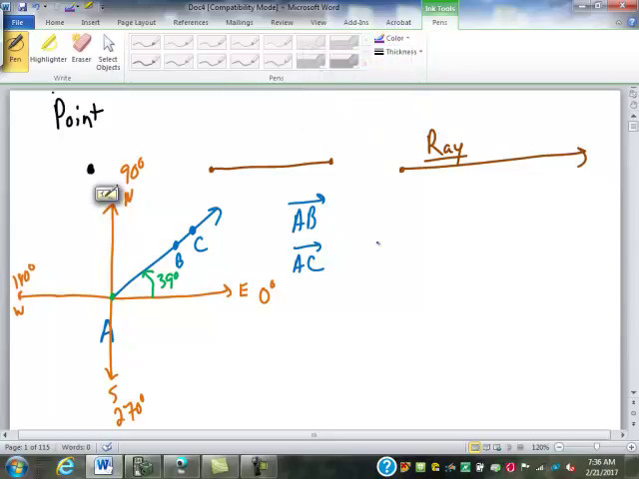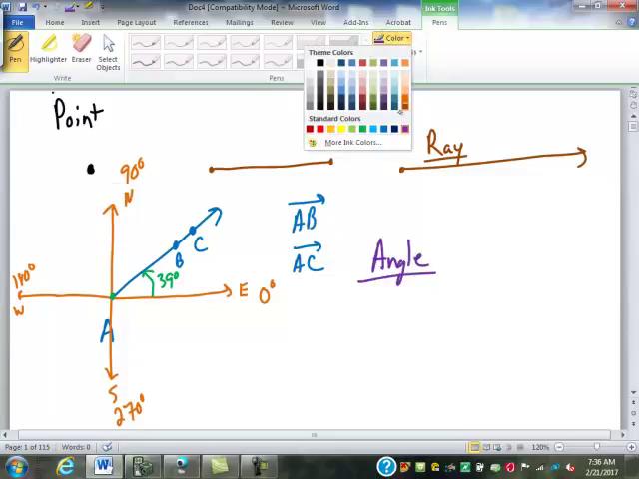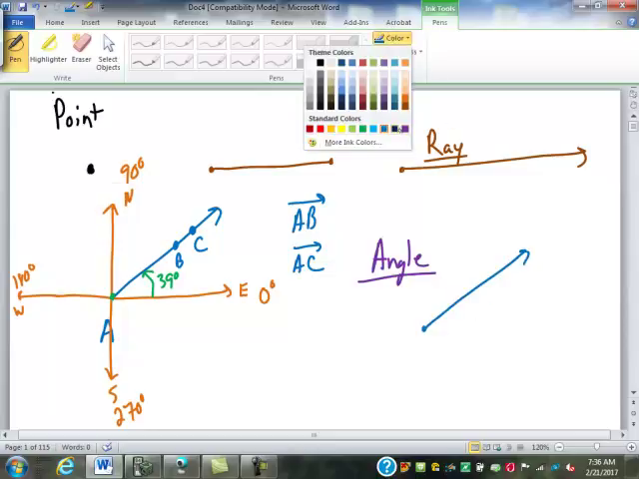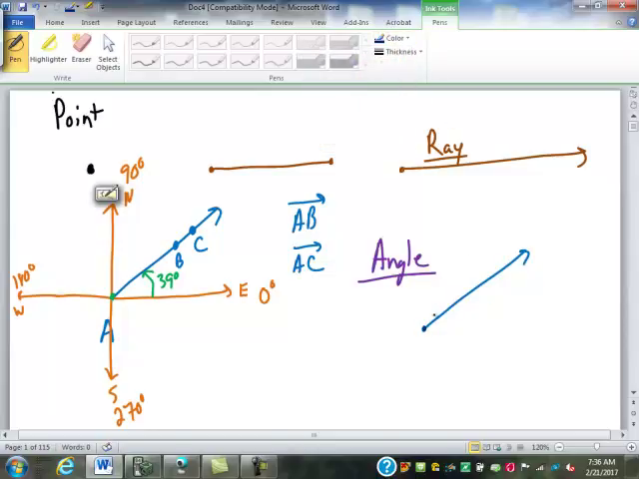An angle is created when I have a ray, and I go back to that starting point, and I go in a different, distinct direction. So from that same starting point, I go in a somewhat different direction, creating a second ray. This common starting point, of course, is called a vertex. And now we have two rays with that common vertex.